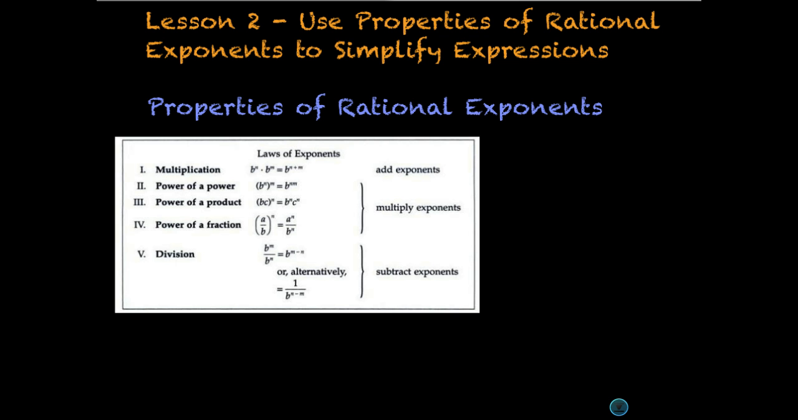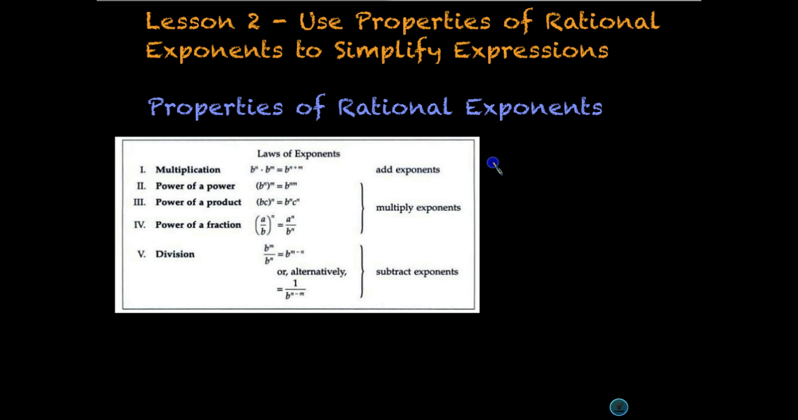We really have essentially just three main properties. If you'll notice, this top property we add exponents, these next three we multiply, and the last one we subtract. So let's do an example for each of these. This first one is the multiplication property. If we have common bases and we're multiplying, all we do is add exponents.